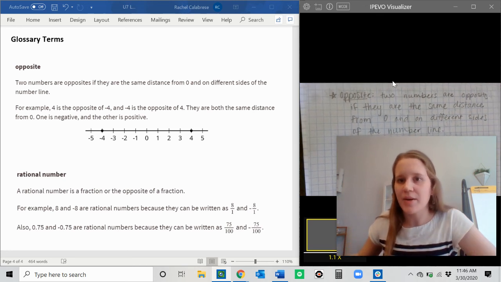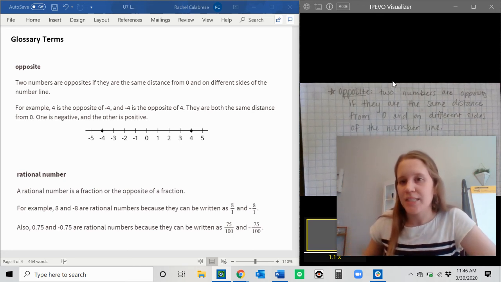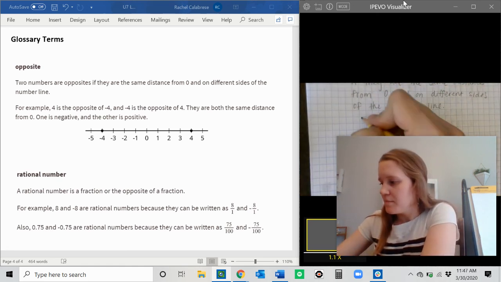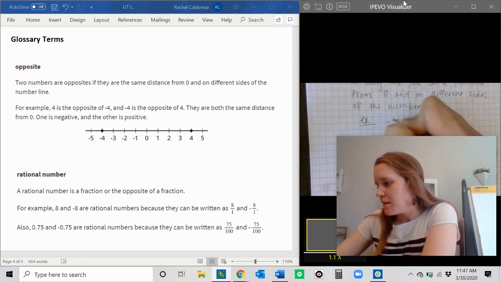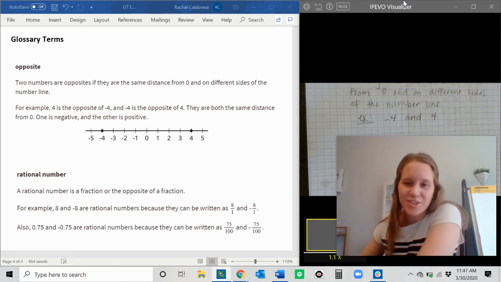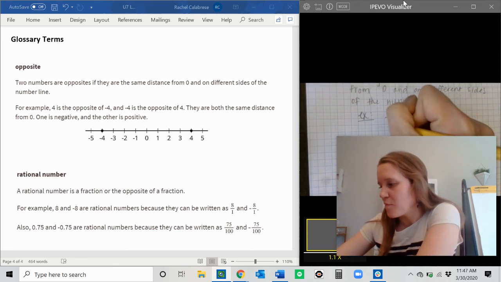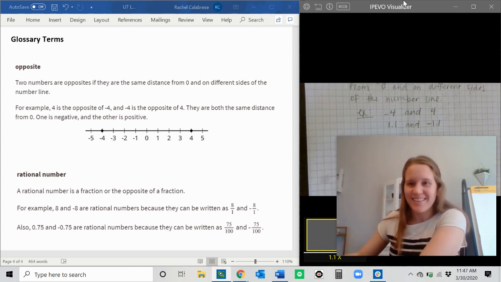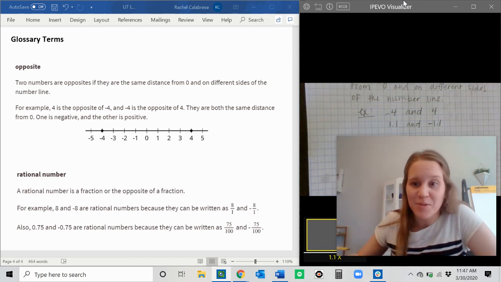If you need more time, go ahead and pause the video. Your note should say opposite. Two numbers are opposites if they are the same distance from zero and on different sides of the number line. Give one example: negative 4 and 4. We have lots of examples in our notes, so we're going to pause there. Actually, let's do just one for fun. Why not? 1 and 1/10 and negative 1 and 1/10. Those are opposites, even though they're decimals, and I like them more because they're decimals.